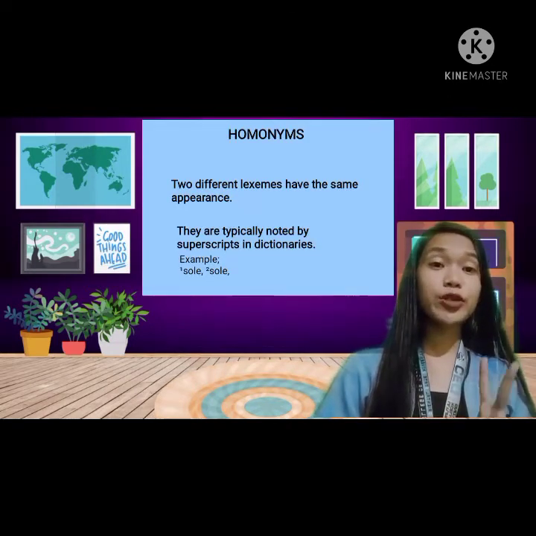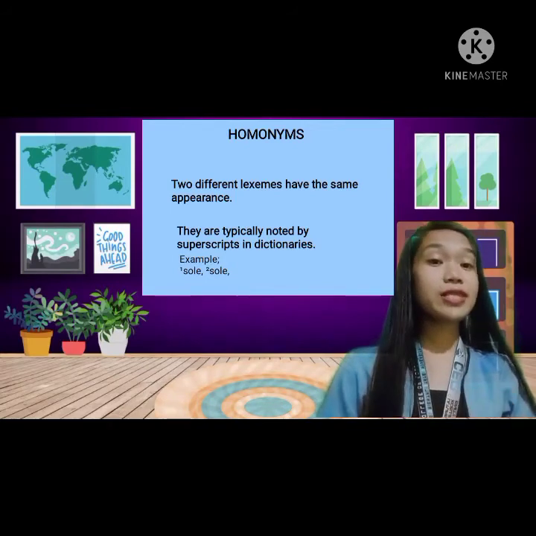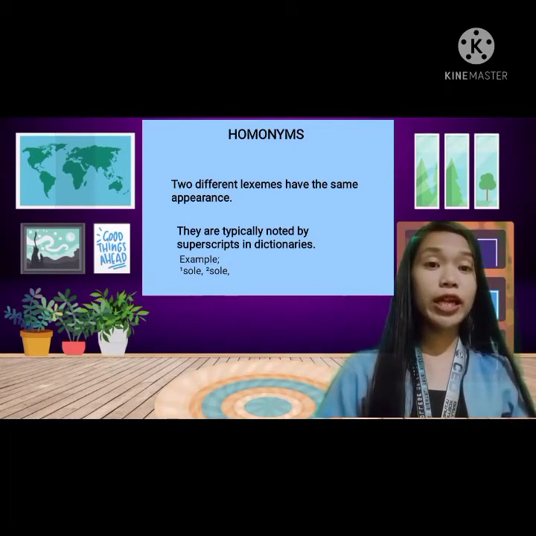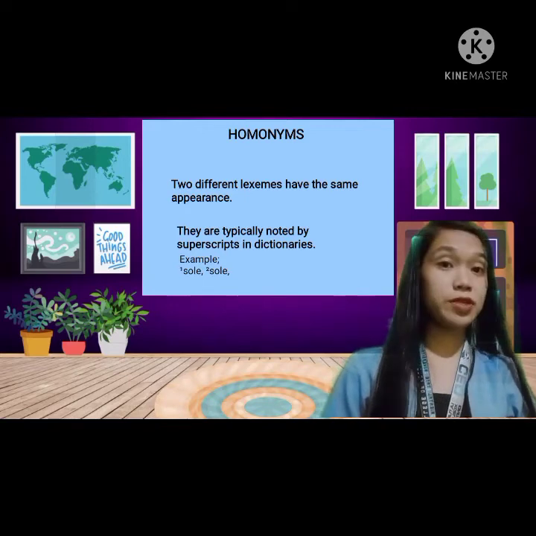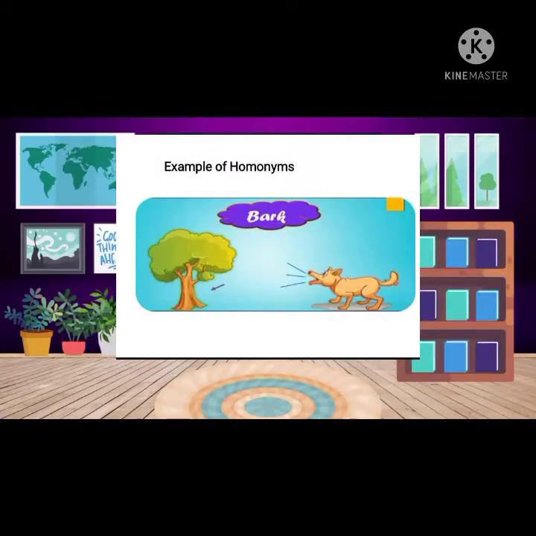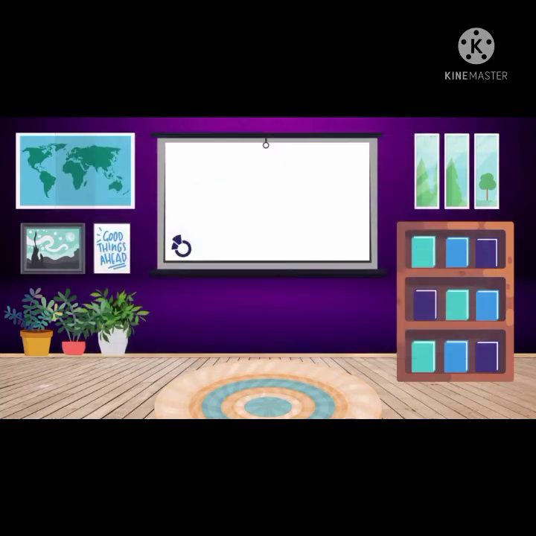Homonyms are two different lexemes having the same appearance. They are usually noted by superscripts in dictionaries. The photo on the left side shows the bark of a tree. Here, the word bark is the outermost layer of stems and roots of a woody plant. On the right side is a photo of a dog that is barking. The word bark here means a loud, sharp sound most commonly produced by dogs.